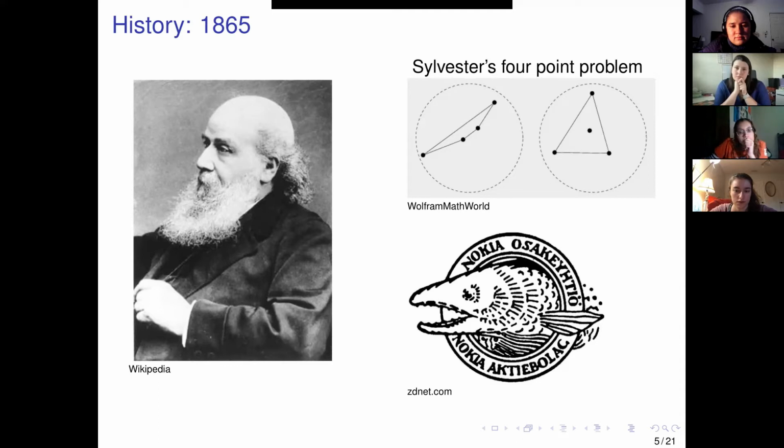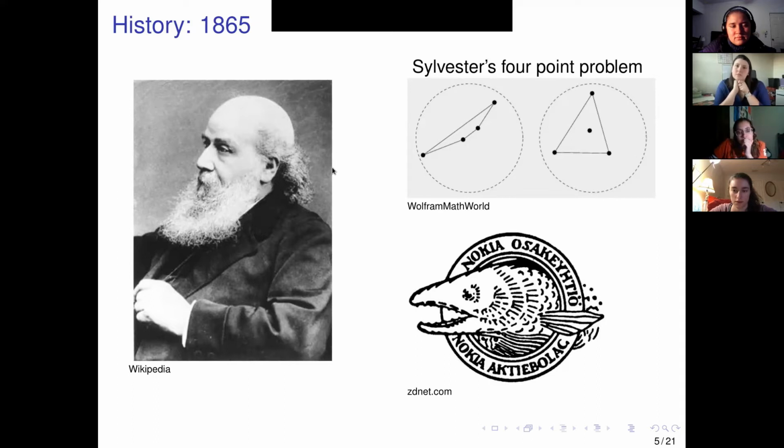Of throwing down n points in the square uniformly at random, and ask for the number of vertices. Okay, just the number of vertices. So that's a random variable, and I want to know what's the expected number of vertices. So this problem dates back to 1865.